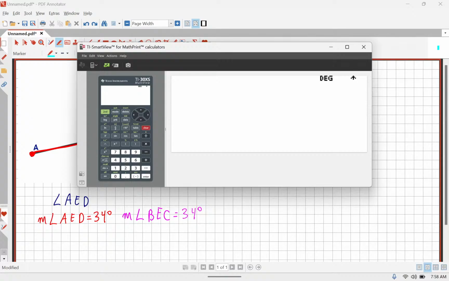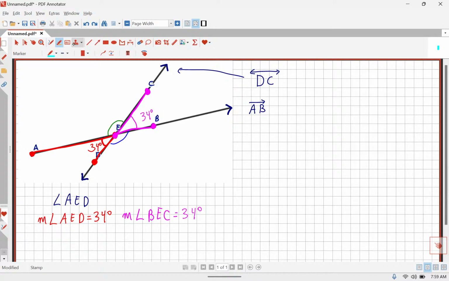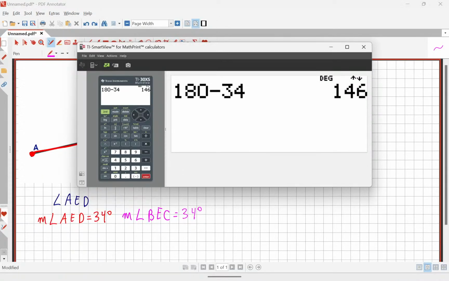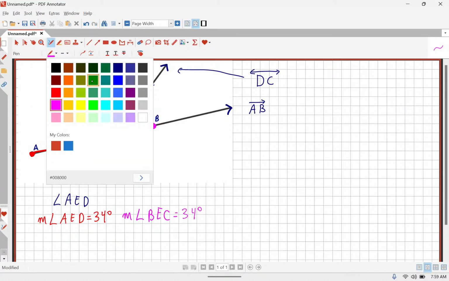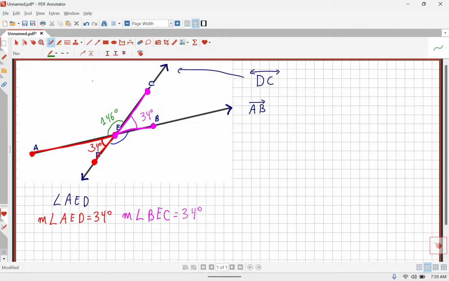So we're going to do 180 minus 34 because two angles that make a straight angle, we call them supplementary. You don't have to worry about that this year, at least not the name so much. They add up to 180. So if I take away the 34, that means that this green angle, AEC, has to be 146 degrees. That is, the measure of angle AEC is equal to 146 degrees.